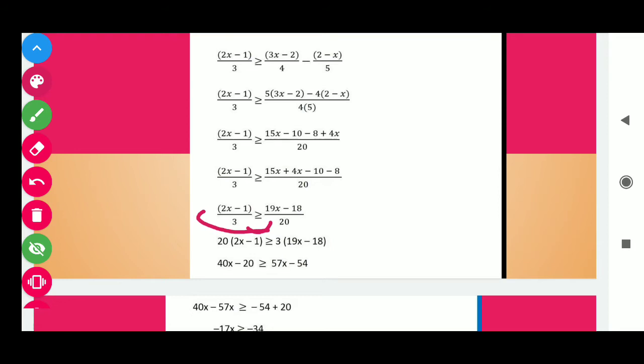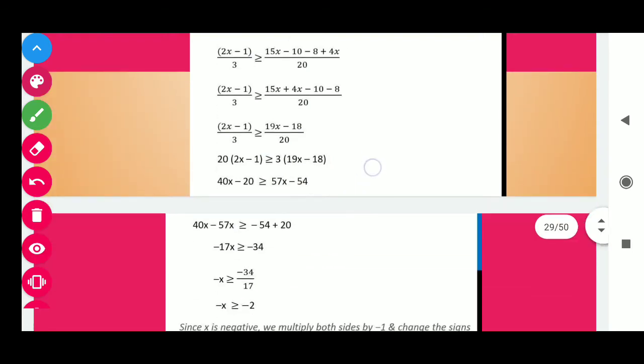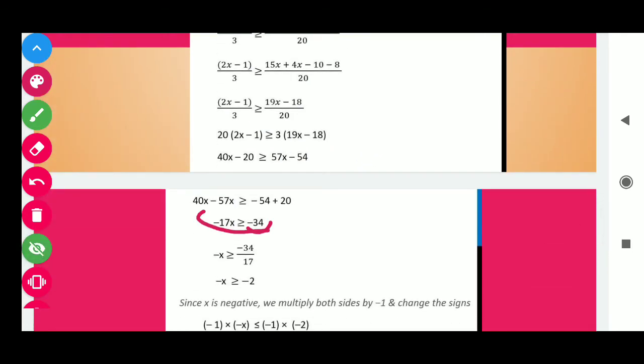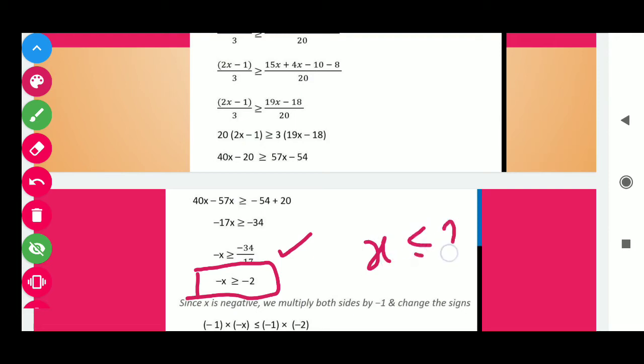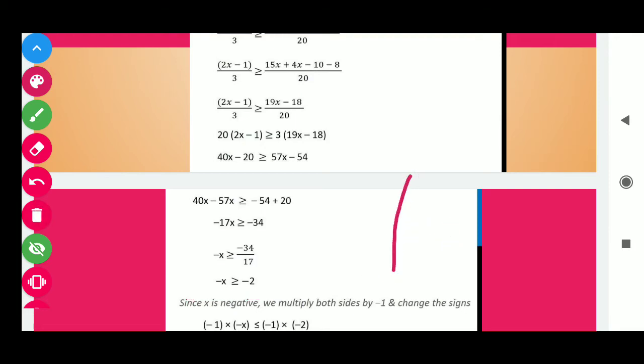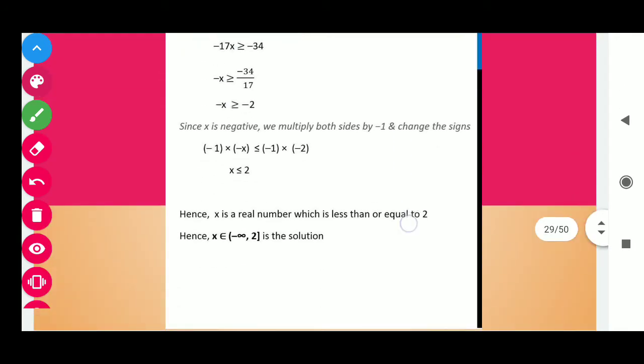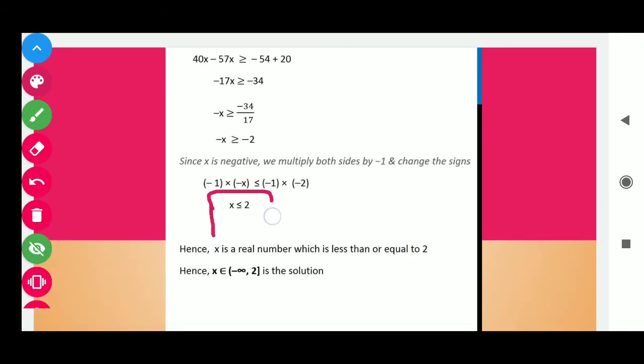Now take all the variables to the left hand side and move the constants to the right hand side. In this way, we get minus x greater than or equal to minus 34 over 17, that is equal to minus 2. Now students, observe here that both sides contain a negative sign. If we cancel out this negative sign, then the inequality changes. So in this way we write x less than or equal to 2. So students, you can see here the solution, that is the required answer, x less than or equal to 2.